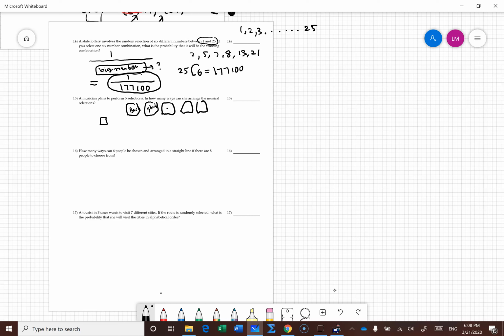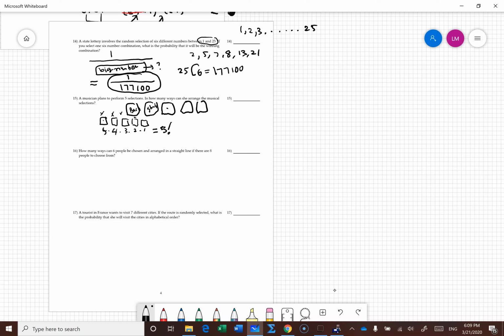So you have 5 choices for the first one. Once you decide that one, you have 4 choices. For the next, you have 3 choices. Once you decide the third one, you have 2 choices. And then you only have 1 choice for the last one. So you multiply these 5 numbers, which is the same as 5 factorial.